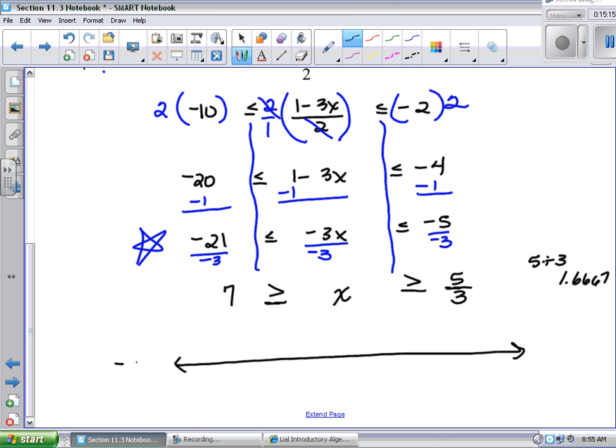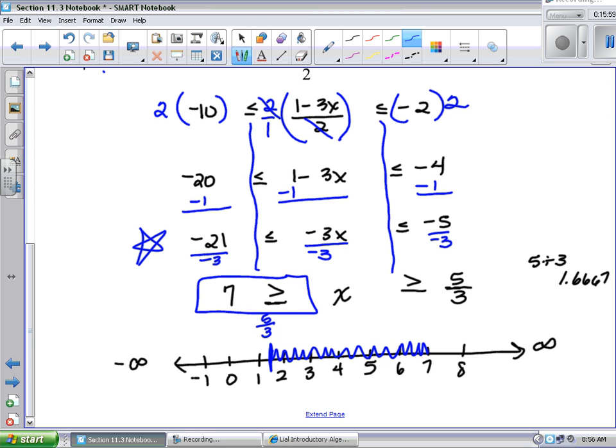My number line. Negative infinity to infinity. Negative 1, 0, 1, 2, 3, 4, 5, 6, 7, 8. And here I'm shading in between 7 and 1.667. So 1.667 is somewhere between 1 and 2. Remember though, in most of these problems, you're going to be required to answer in fraction form. So on my number line, I put a mark where that would go and call it 5/3, and I'm going to shade between 5/3 and 7.